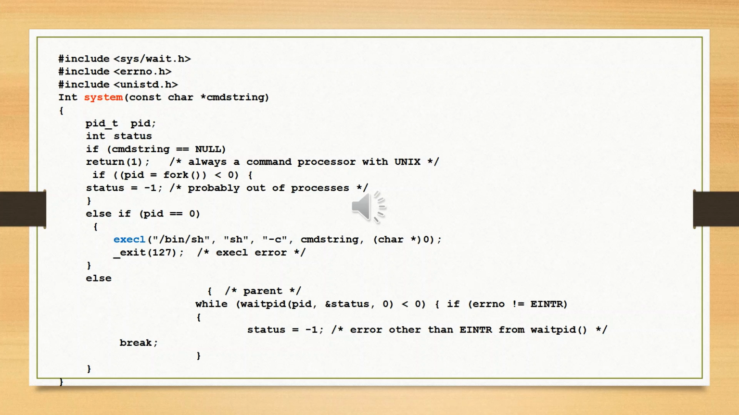You want to go for check and verify the following statements. Okay, if errno is not equal to EINTR, then status is equal to -1, which indicates errors other than EINTR from the waitpid function. Finally, you want to quit the execution of the program. You are supposed to use the break statement to quit out of the program.